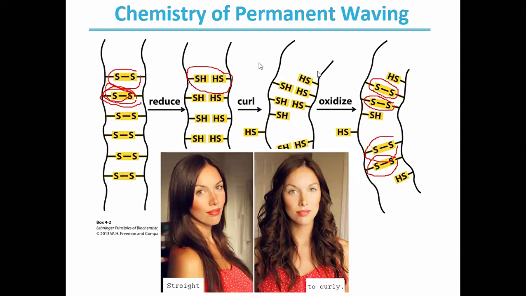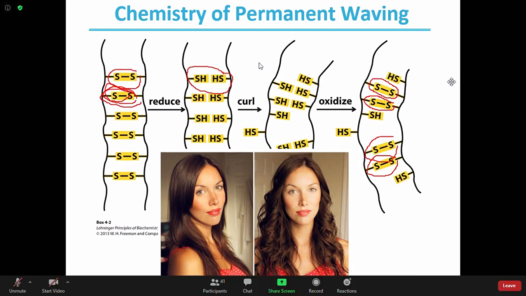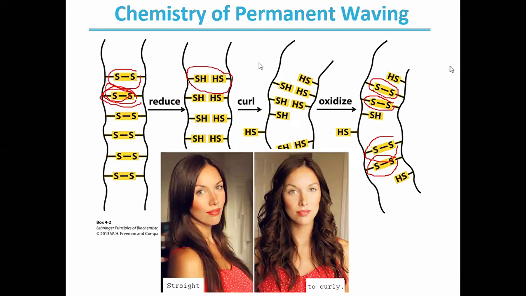Any questions about your hair? If people have curly hair, how? If you have curly hair, you can straighten it. You can straighten your hair by changing this. Put the reducing agent and then make it straight and then re-oxidize.